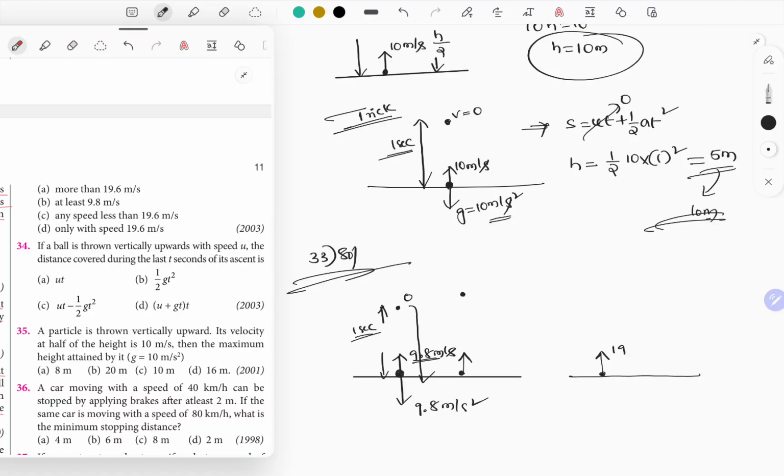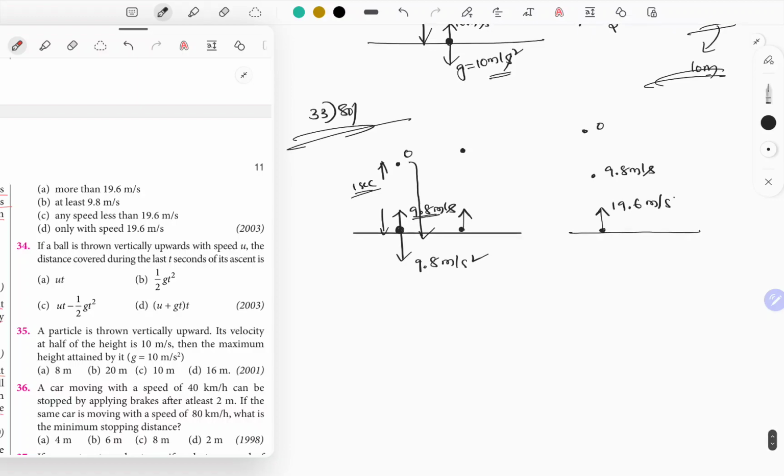Then only those two objects are in the air, at 19.6 meter per second. So after 1 second, its velocity is going to be 9.8 meter per second. After one more second, its velocity is going to be zero. That means by the time this object reaches maximum height, it will take 2 seconds. Within 2 seconds we can throw one more object, so that both the objects will be in the air. So which option is going to be correct?